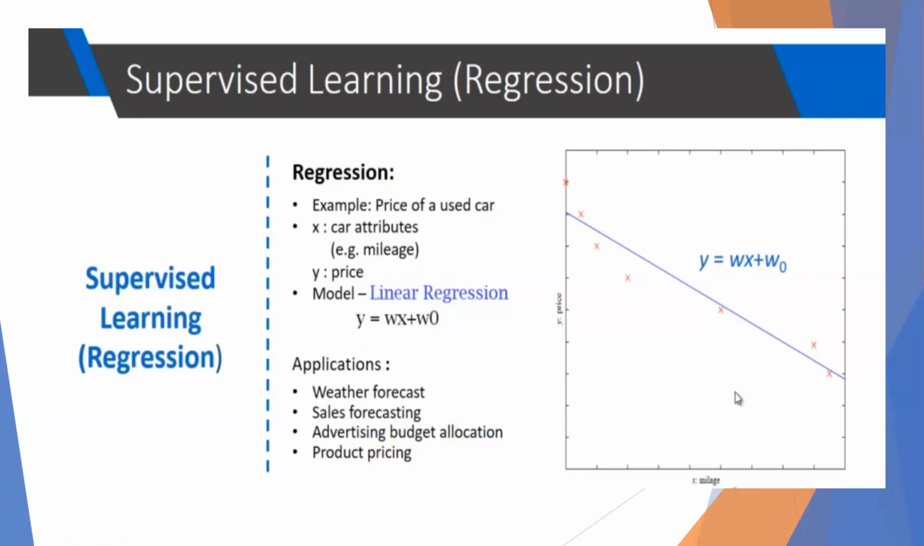We will do some sort of prediction here, and in prediction we are learning from the past behavior and past data we have. We can apply this in weather forecasting, sales forecasting, advertising, budget allocation, product pricing, and many more. So these are the two problems that we can handle in supervised machine learning.